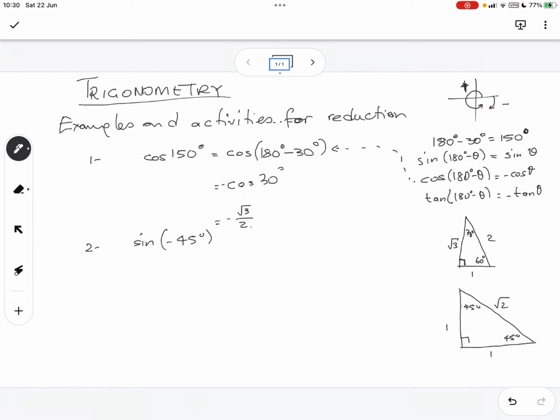So sine of negative 45 will be negative sine 45 degrees. And cosine and its associated trigonometric ratios, including secant, are positive for any negative angle. Then if we look at our special triangle, the sine of 45 degrees is opposite over hypotenuse, and that's negative 1 over square root of 2.